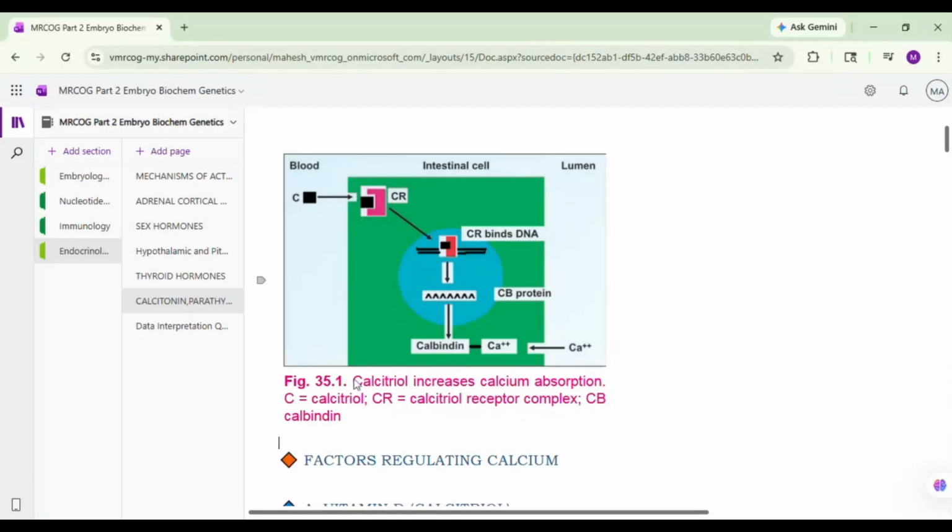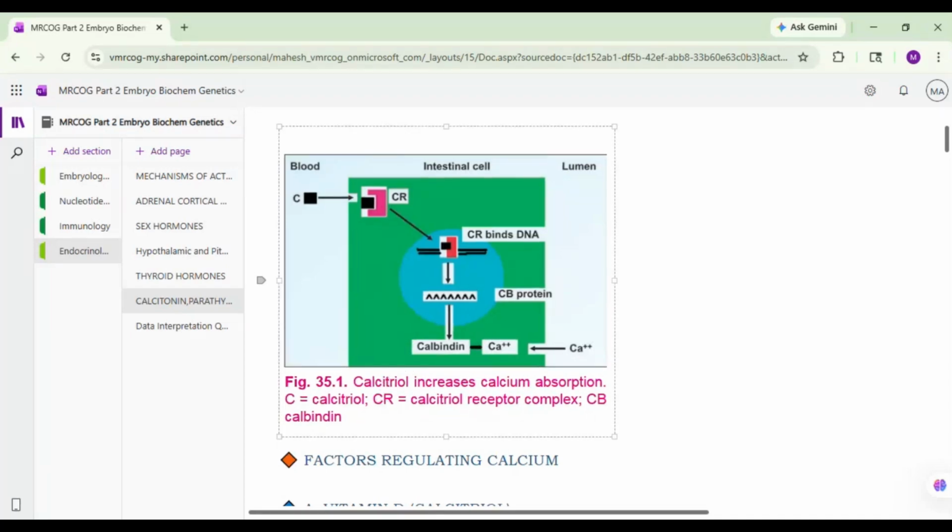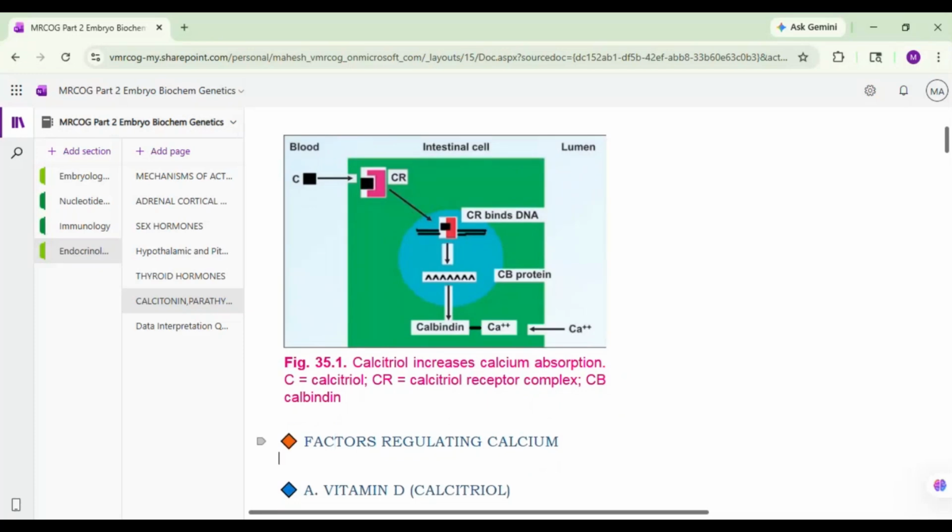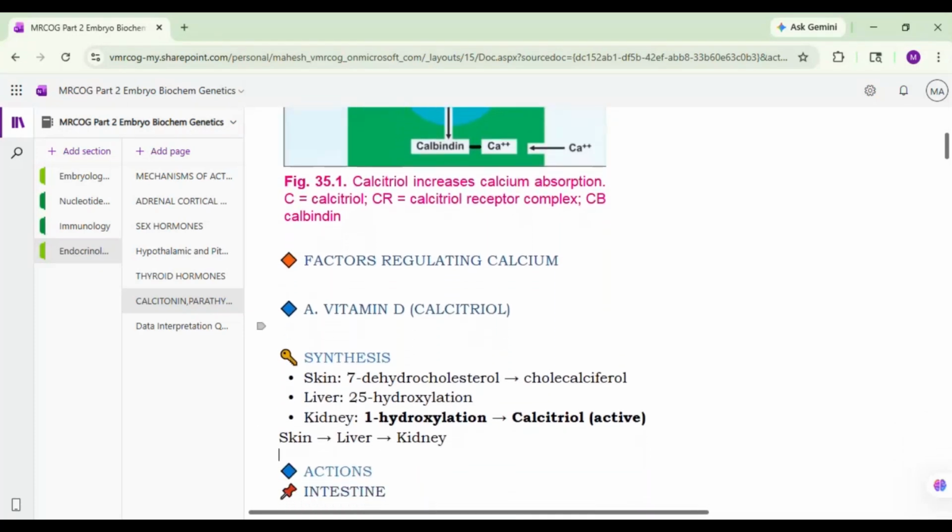Calcitriol binds with the receptor and forms the calcitriol receptor complex, and this complex then leads to the formation of calbindin. This calbindin acts as a transport medium for the calcium. The calcium comes from the lumen into the cell, and calbindin is responsible for the transport of this calcium.